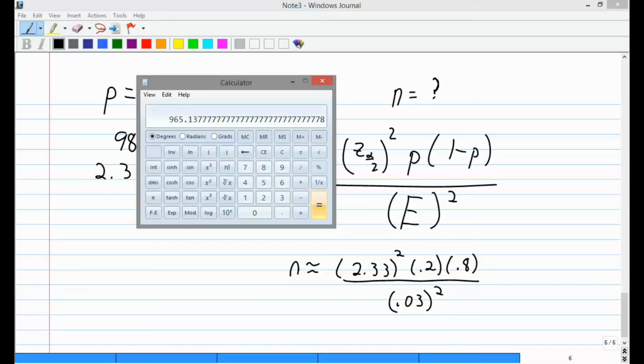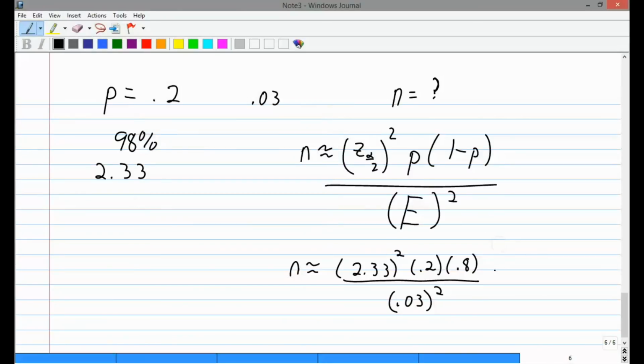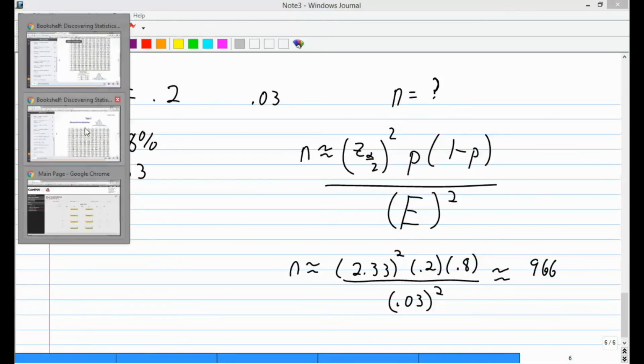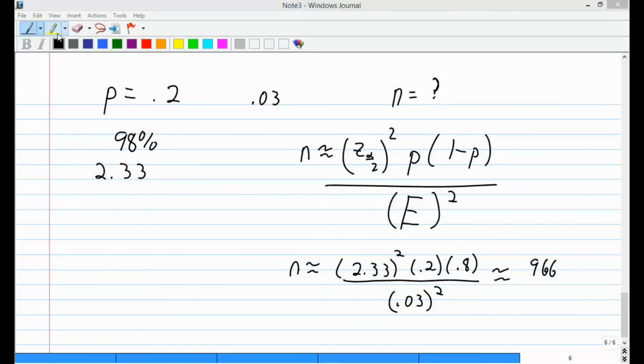Alright, so here's my answer, and we want to round that up. So my answer is going to be 966. Don't just round it, round it up. Put in that answer.